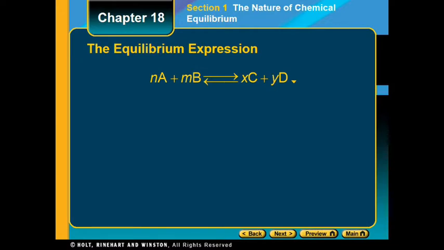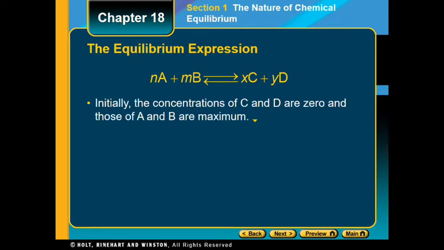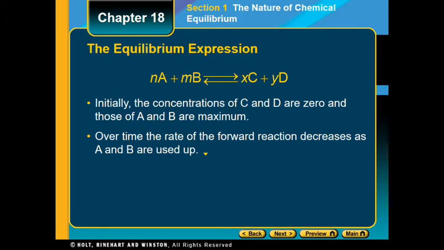So we have our equilibrium expression. We're going to eventually get into the equilibrium constant using this information. Your n, m, x, y are going to be the moles of your reactants and products, your coefficients for a balanced reaction. The concentrations of C and D are 0, and those of A and B are going to be maximum.